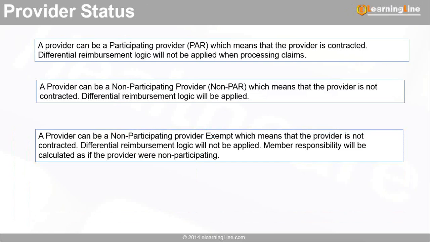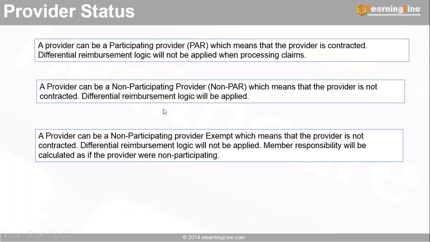Now, there are 3 types of provider conditions you can have while processing the claim. A provider can be participating, which is the PAR provider, which means that the provider is contracted. If the provider is contracted, the differential reimbursement will not be applied. What it means is, the HMO member seen by the HMO physician, if the physician submits the $100 claim and the payment is $80, the physician is only responsible for getting the $80 payment. The physician, unless the insurance company says that member responsibility is $20, cannot balance bill that member for the $20. That is what your differential reimbursement logic is all about.